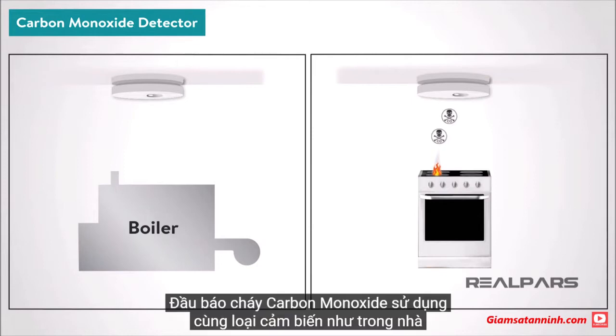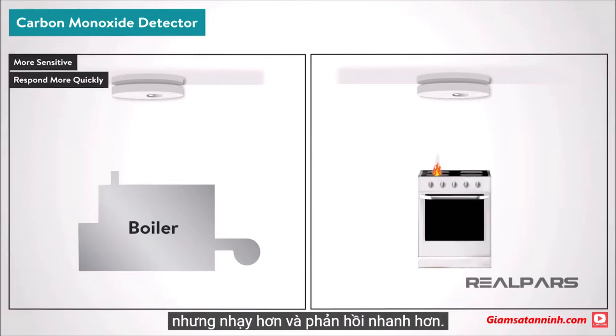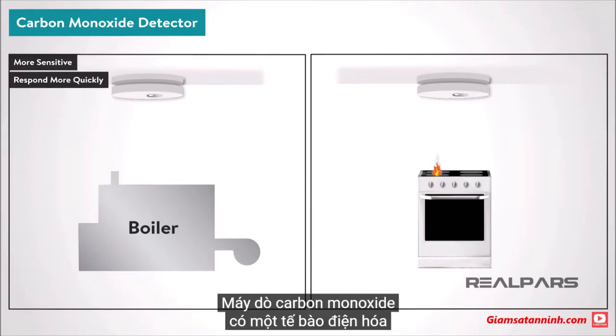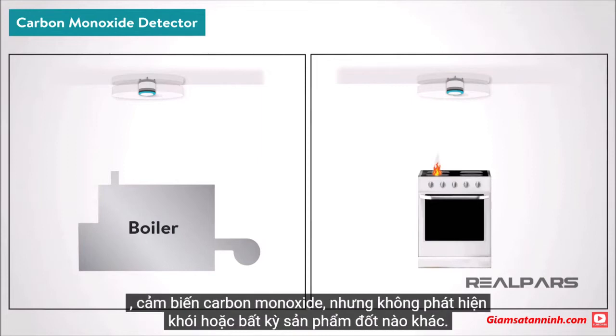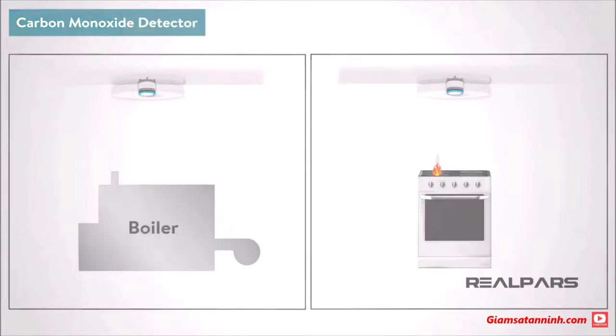Carbon monoxide fire detectors use the same type of sensor as those in the home, but are more sensitive and respond more quickly. Carbon monoxide detectors have an electrochemical cell, which senses carbon monoxide, but not smoke or any other combustion products.